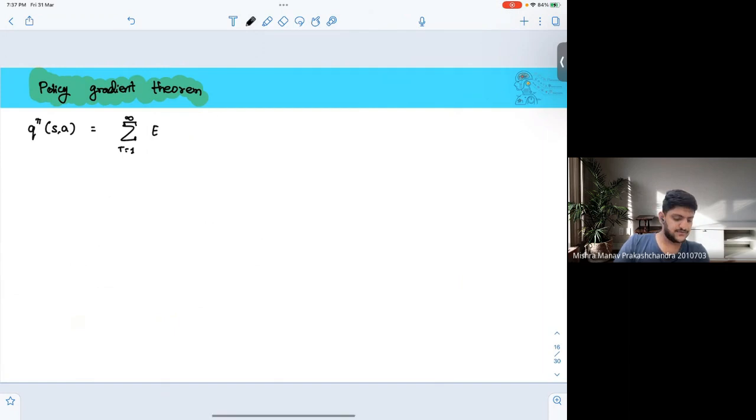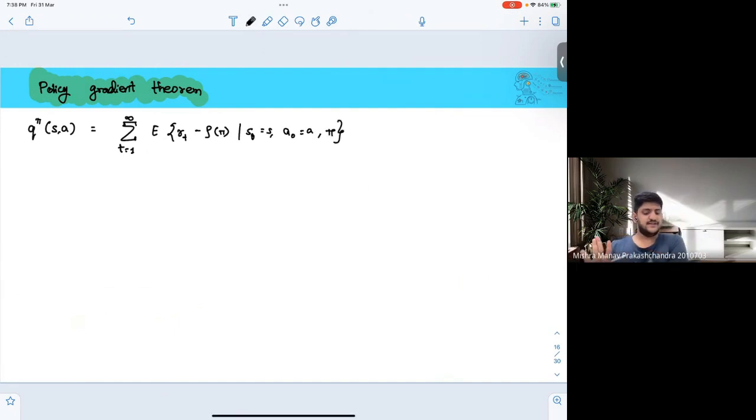This is the expectation of R_t minus rho pi, given the initial state, given S naught is S, A naught is A, and following policy pi. Okay, this is the definition for q pi of S, A that I start off with.